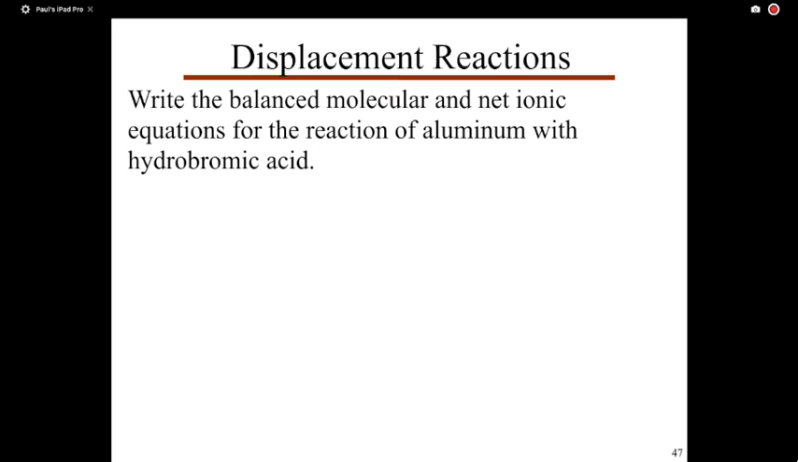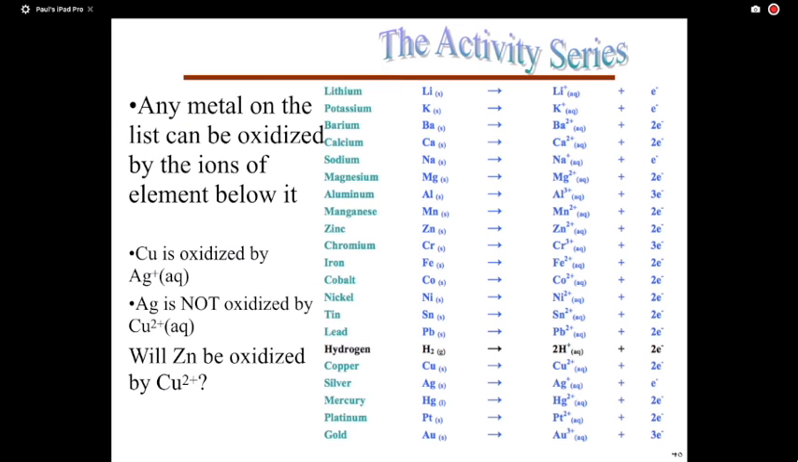So, here's a question. Write a balanced molecular and net ionic equation for the reaction of aluminum with hydrobromic acid. Okay? Well, before we do anything, we've got to look at the list. Hydrobromic acid. What is the cation of hydrobromic acid? H+.